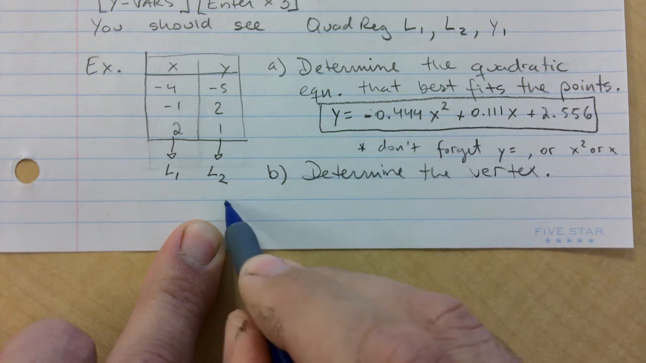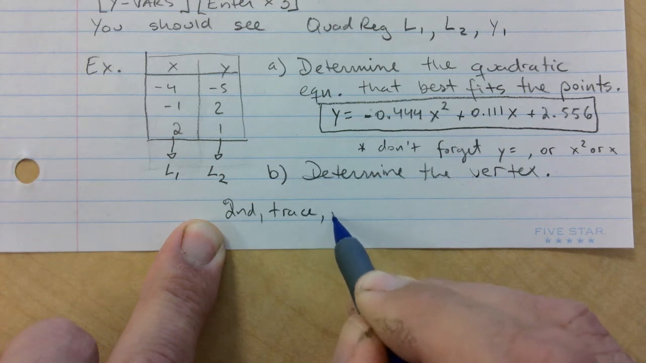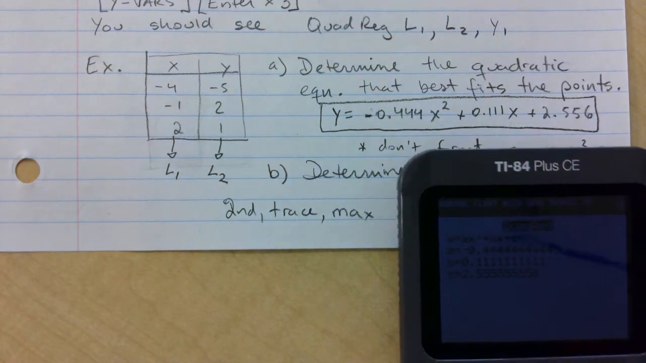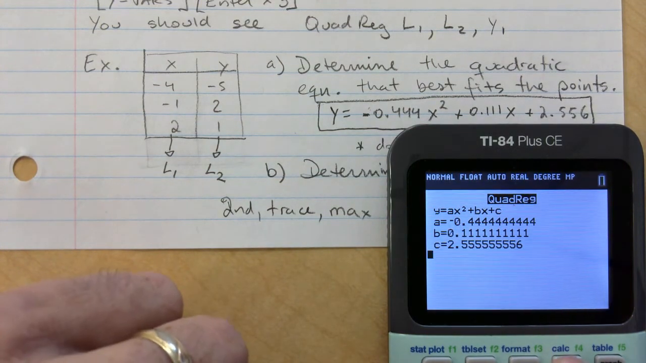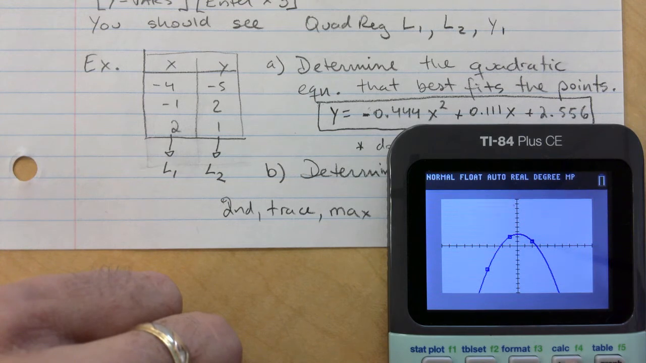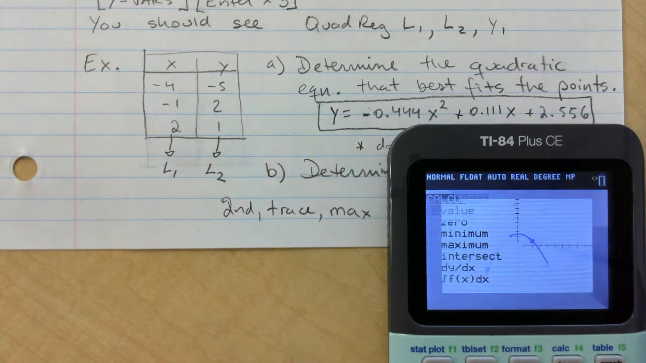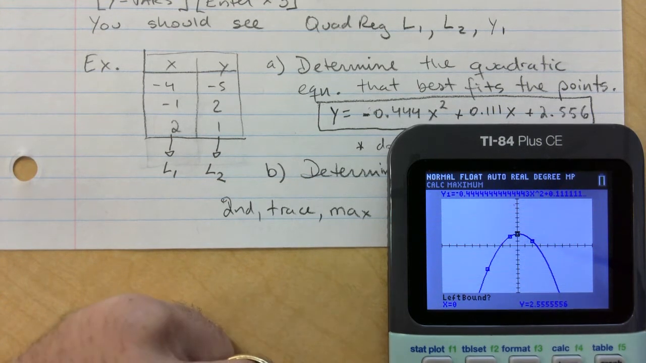down, right? So we're going to go second, trace and I'm going to write max, because there's a high point there. So we can go, you can graph first if you want, press graph and just look at your graph. Then you go second, trace, maximum, right? And it just coincidentally lands on where the vertex is located.